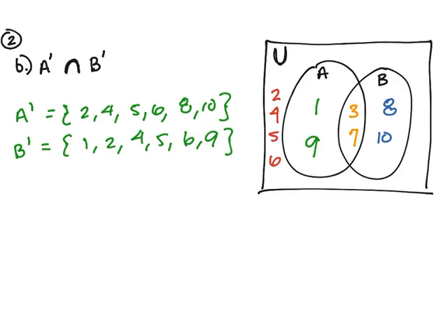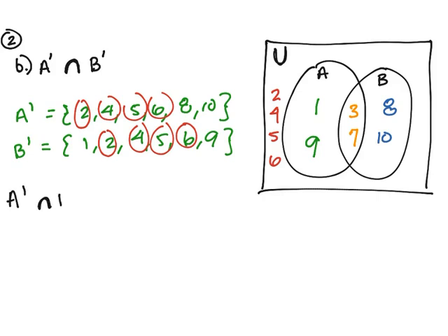So I'm going to simply say, okay, they've got what? 2, 4, 5, and who? 6. Wouldn't that be what they share? Yes? So that's your answer. It would be 2, 4, 5, and 6.